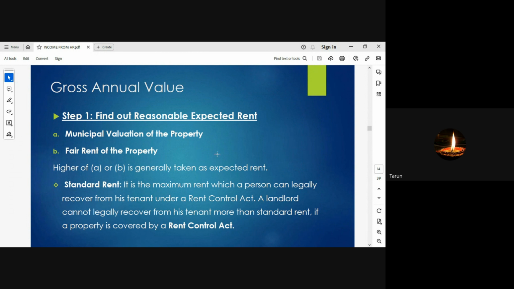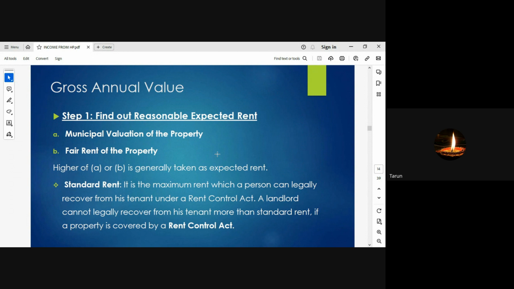So how to calculate the gross annual value? Step one: find out the reasonable expected rent. What would be the reasonable expected rent of the house property which has been let out? There are two terms that you have to remember. First is the municipal value or valuation of the property, and the second one is the fair rent of the property. What is the exact rent of the property on a monthly or annual basis?